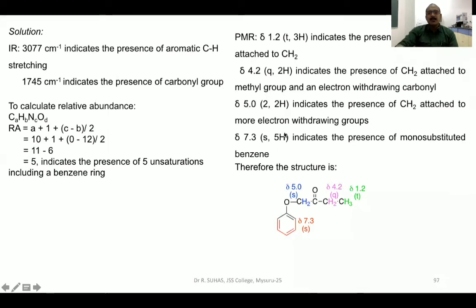So first, based on this, you have to arrive at the structure of the compound. First, write the monosubstituted benzene ring. Then there is a CH2 group. There is an ethyl group, CH2, CH3. But the molecular formula tells that there are 2 oxygen atoms. So one is carbonyl; we know that from 1745. And this CH2 is attached to one oxygen, which in turn is attached to the carbonyl. So this is monosubstituted, singlet 7.3, CH2 singlet 5, CH2 quartet 4.2, CH3 triplet 1.2.